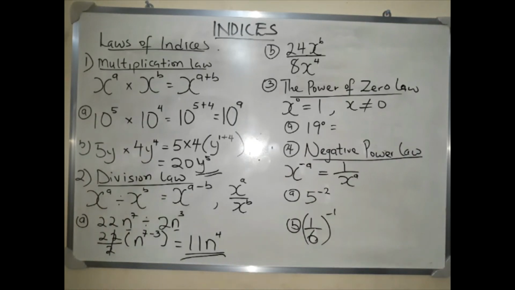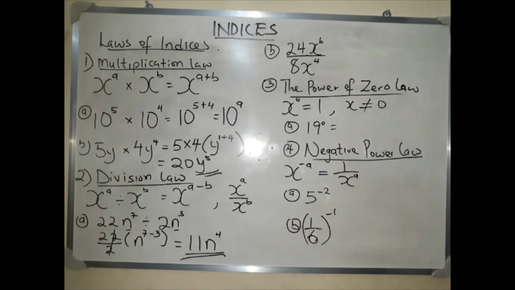Once again, let's go through that. 22n raised to the power 7 divided by 2n raised to the power 3. Now, 22 and 2, they are not similar bases. So what you're going to do, you're going to have to divide them normally, which is what I did here. 22 divided by 2 is 11. Now, for these n's, which are similar bases, you're going to subtract their powers from each other. So you now say n raised to the power 7 minus 3, which will give you n raised to the power 4. When you now combine it together, you give 11n raised to the power 4.